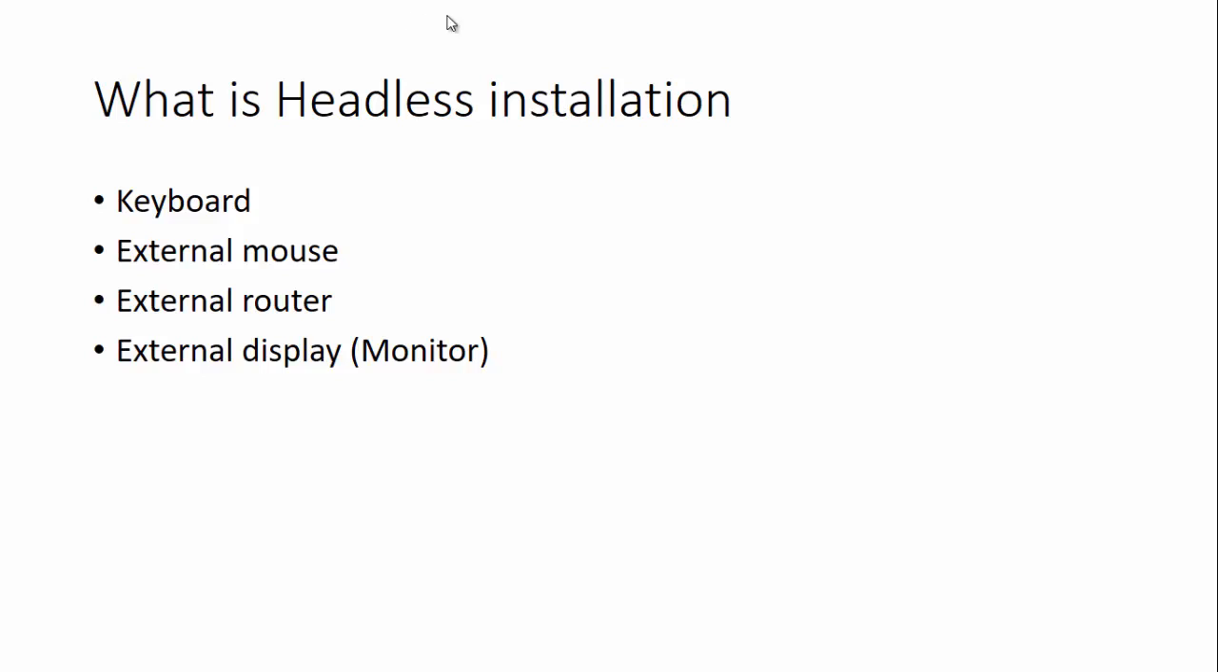Now in this video we'll be seeing how, without any of these four things, we can install our Raspbian OS onto the Raspberry Pi and communicate with it. So let us see how to do that.